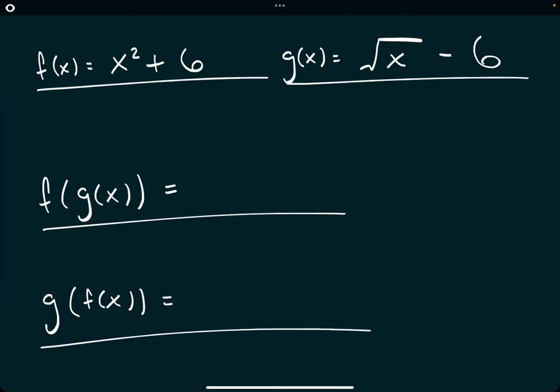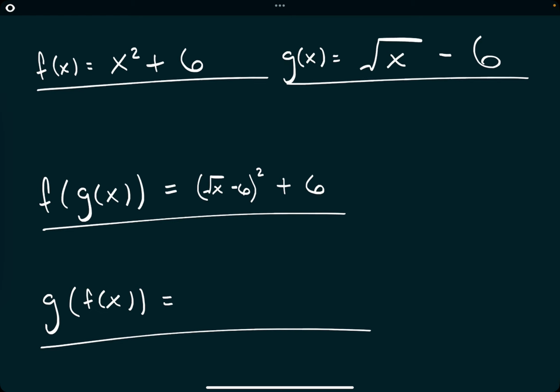Let's try another example here with two new functions. Are f of x and g of x inverses of each other or not? We'll find f of g of x first. So we start with f, plug in g, and this is pretty much it. We can't really simplify this much because we'd have to expand this out by squaring it and then adding 6. It doesn't look like it's going to lead to just x.